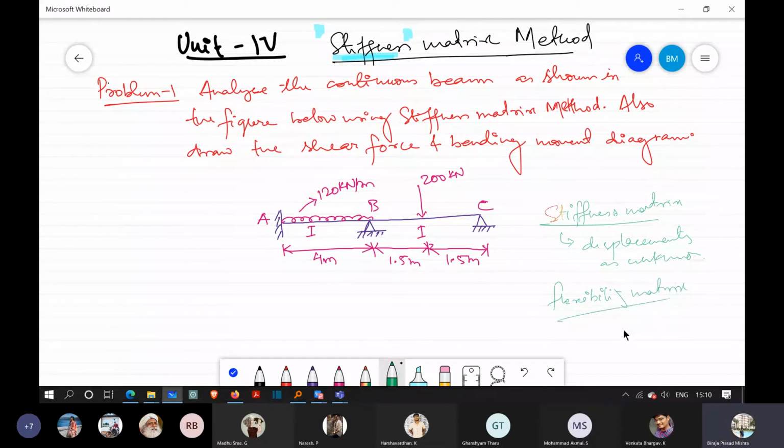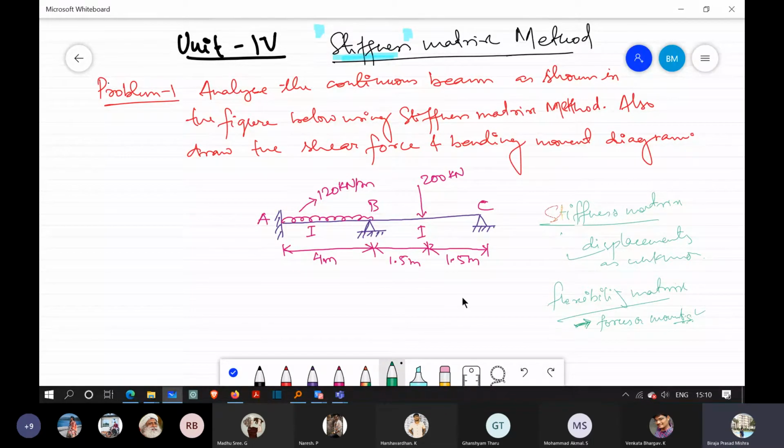in the flexibility matrix method, what do you take as unknowns or redundants? Anyone? Harshvardhan? In the flexibility matrix method, what do you consider as redundants? It will be forces, or it may be the moments. The redundant moments we consider. Here we will consider the displacements to be the redundants or unknowns.